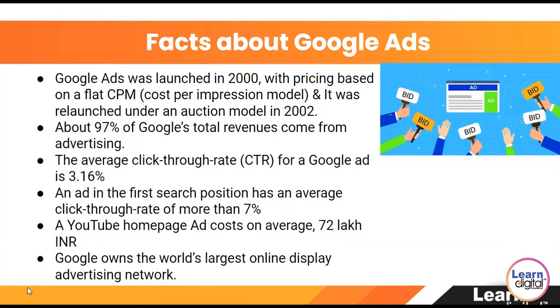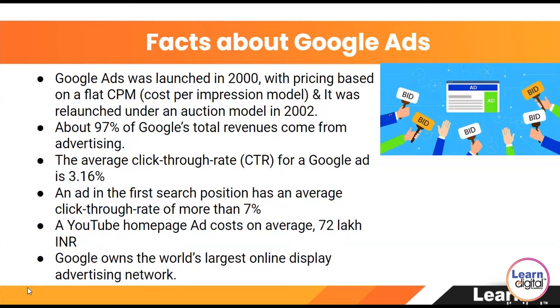Let us understand some facts about Google Ads. Google Ads was launched in the year 2000 with pricing based on flat CPM, cost per impression model, and it was relaunched under an auction model in 2002. About 97% of Google's total revenues come from advertising.